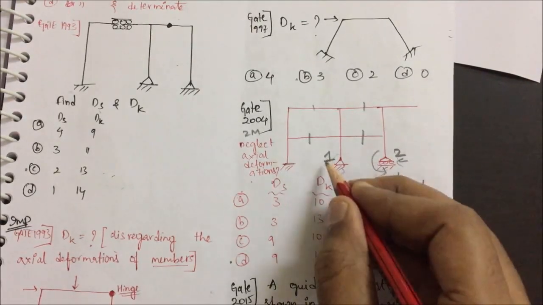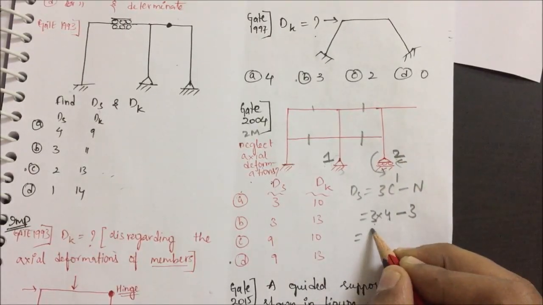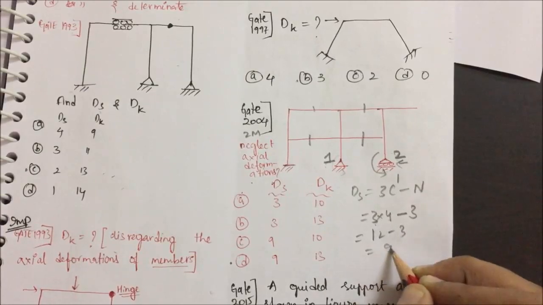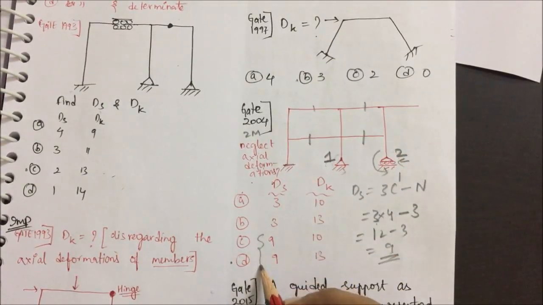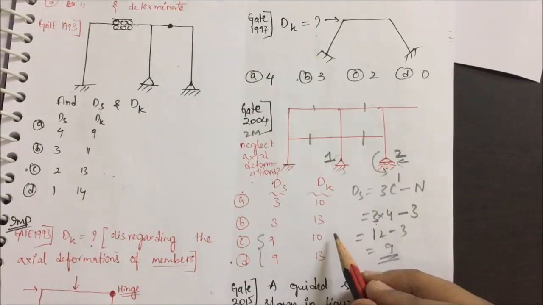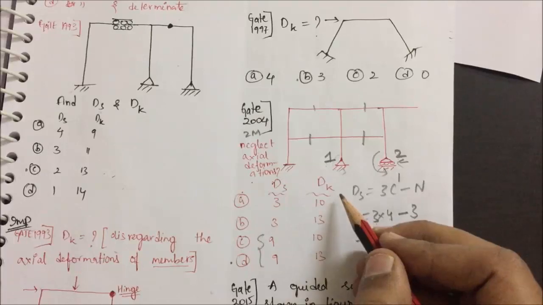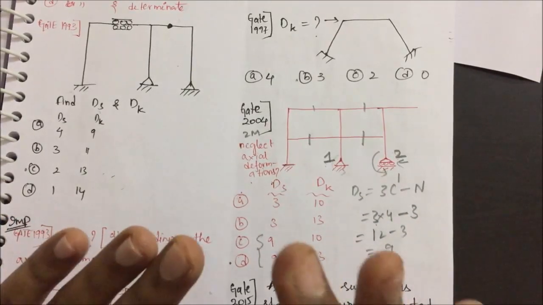So your n value is 1 plus 2, 3. So 3 into 4 is 12 minus 3 is 9. Okay, your ds value is 9. So you can say your option will be one of C and D. Okay, the remaining question you will be able to solve after having the knowledge of kinetic indeterminacy which you will be getting in module number 6 or 7. Fine, that is all.